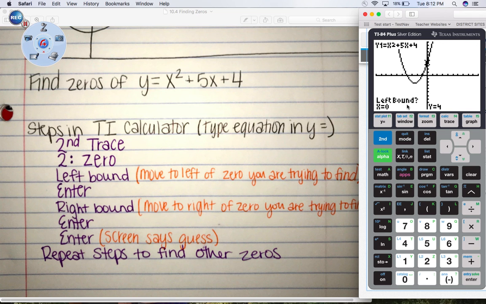Notice on the screen it says left bound. So I need to move to the left of whatever zero I'm trying to look for. So I'm moving to the left, using the left arrow. I'm going to hit enter. Now I need to move to the right of it. So move to the right just a little bit and hit enter again. Now if you look at the top, those two arrows, and let me go ahead and just write on the screen, those two arrows right there should have the zero between them. So you should have the zero in between them.